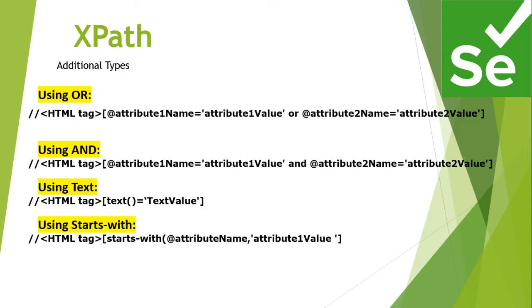The second one is the using AND method, where we again use two attribute values, but here instead of OR we use an AND condition between them. So both values should match, and then we'll highlight the element. That is the using AND XPath method. And the third one is using text.